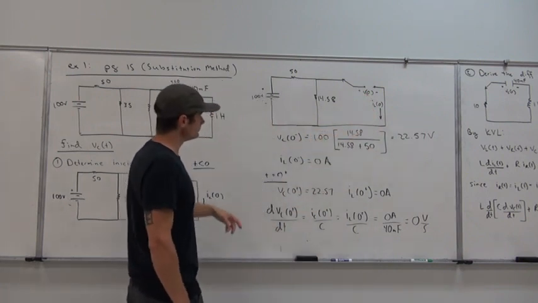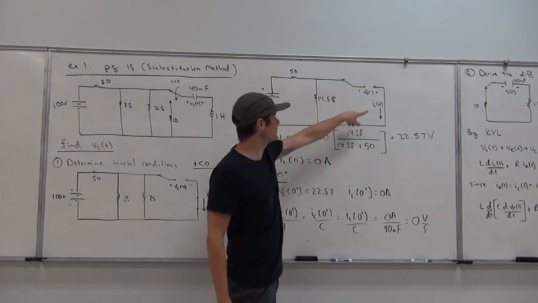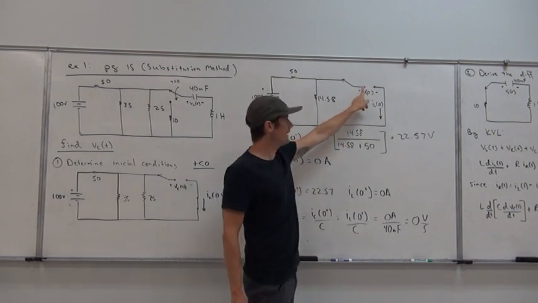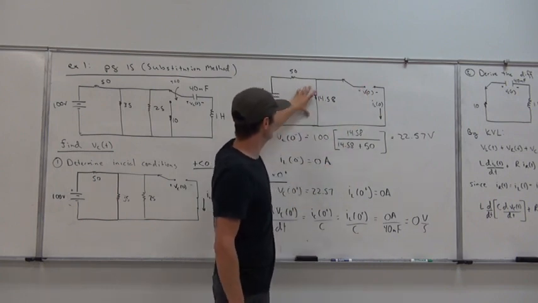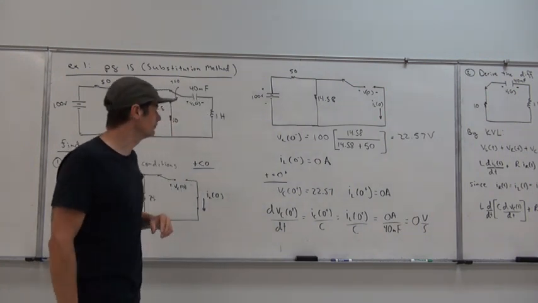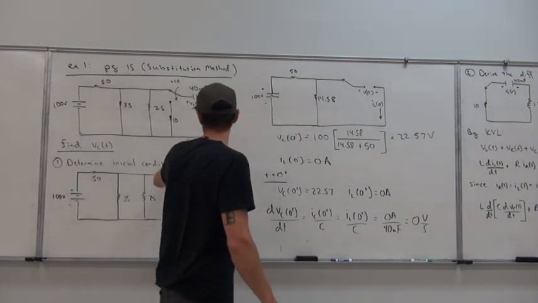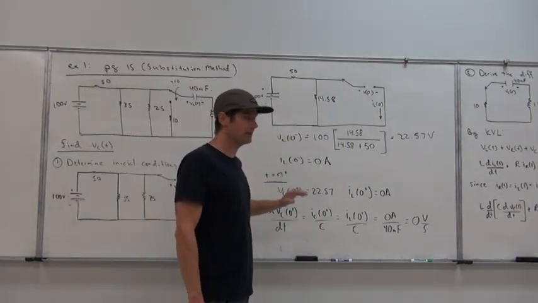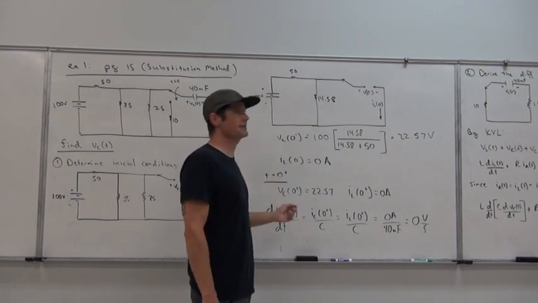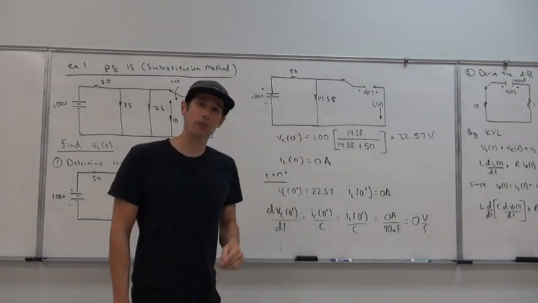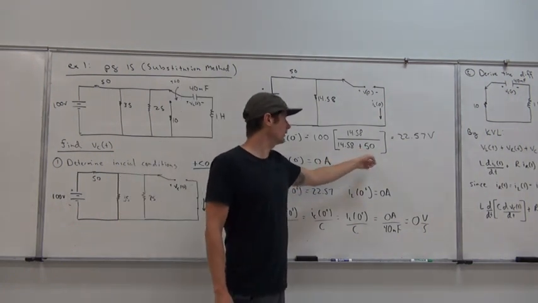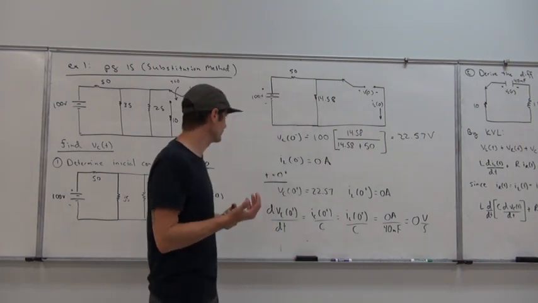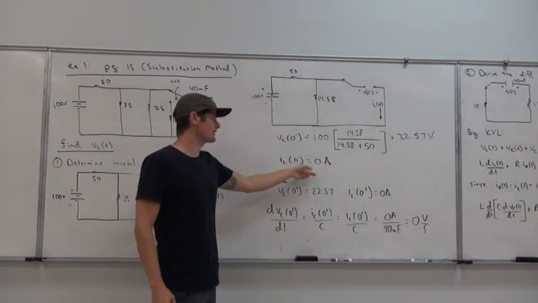If we look here, the connection of that switch being closed in the upward position puts that capacitor effectively in parallel with that 14.58 ohm equivalent resistance of 35 and 25 ohms together. Now, by voltage division we can find VC of 0 minus: 100 times 14.58 over 14.58 plus 50 ohms, and that comes out with an initial voltage of 22.57 volts. And of course, IL of 0 minus is equal to 0 amps.